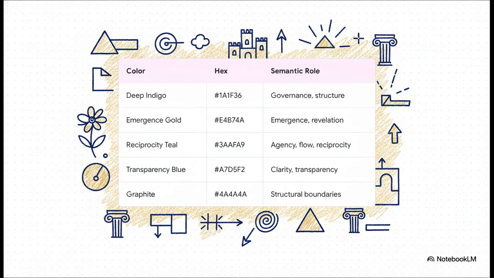And get this, the system even has a visual grammar. These aren't just random colors. Every single one has a specific semantic role. Deep indigo, that means structure. Emergence gold, that signals a breakthrough idea. And this isn't just about making things look pretty. It's about encoding the logic of the system visually so the collaboration is always clear and totally understandable.